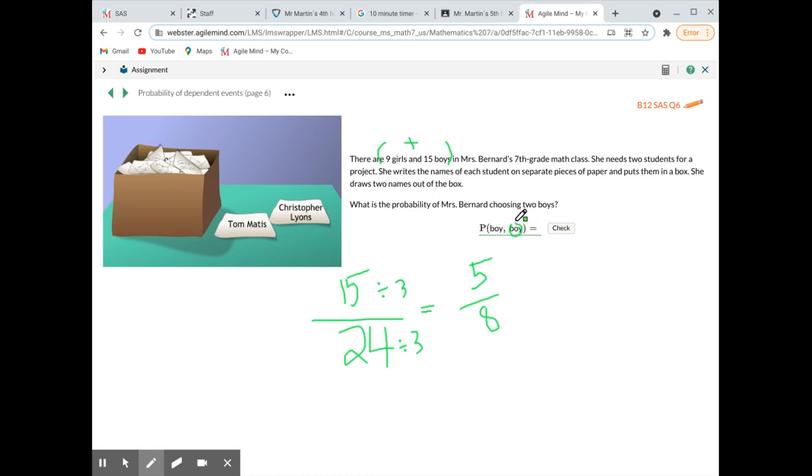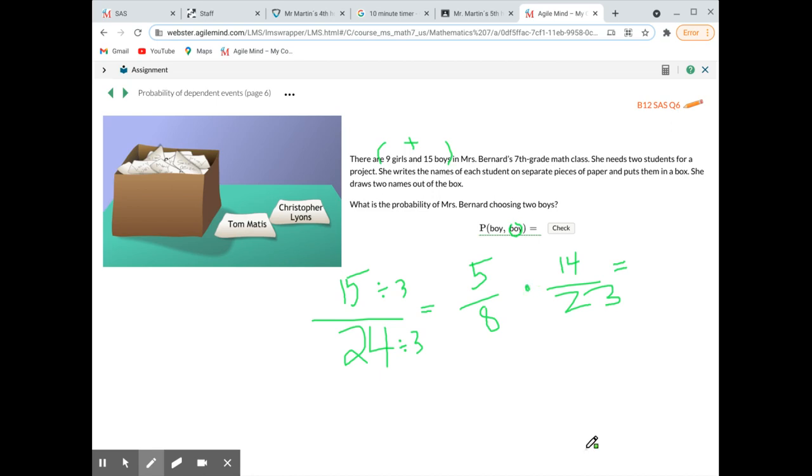get this boy. So now I don't have 15 boys anymore. How many boys do I have? I got 14, and I don't have 24 people there anymore because I got rid of one of them because they were acting up. I'm just kidding. So 23. And so, since this is a compound event, how do you determine the chance that she will pick 2 boys? Multiply. That's right.